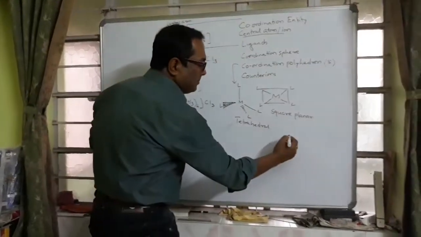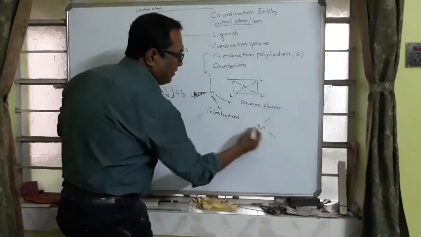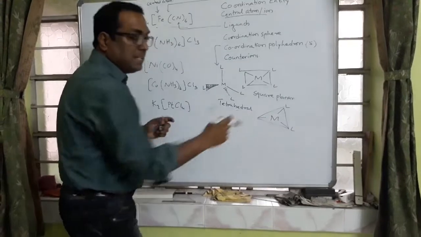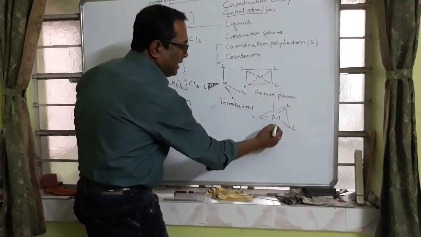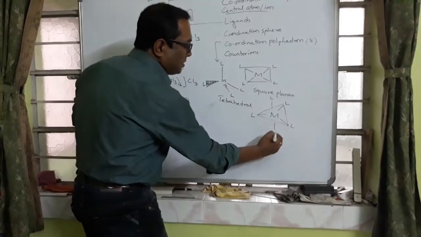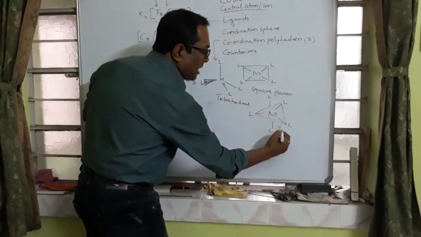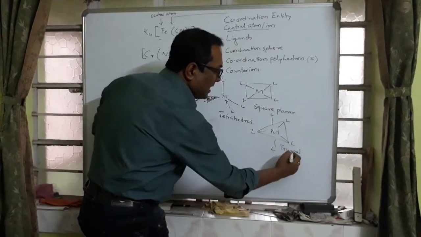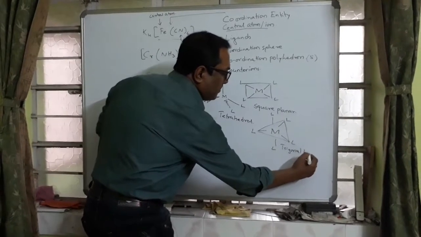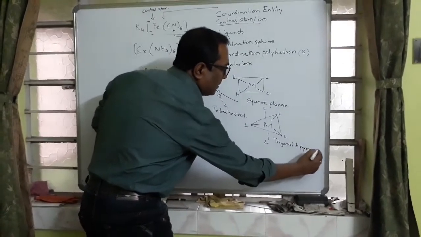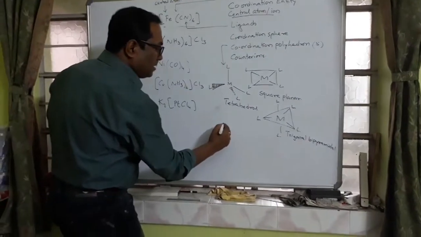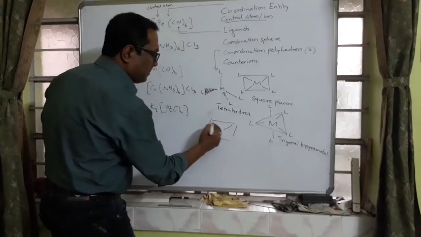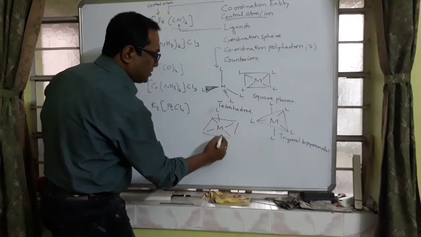The central metal atom can have the ligands within the triangle and then at the axis. It forms the trigonal bipyramidal. It can also form the octahedral.